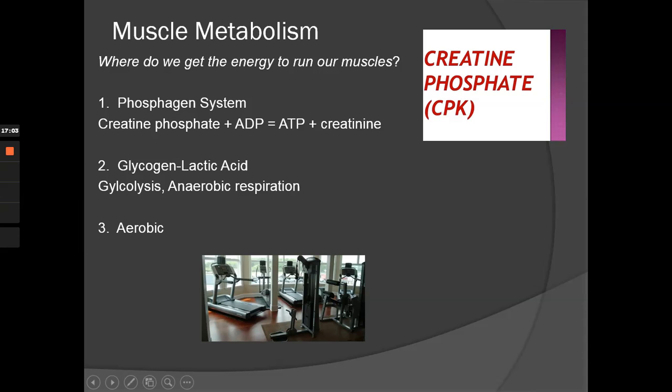All right, another place where we're getting energy to run our muscles is what we call the glycogen lactic acid pathway. Now you already know this. We've been through all of metabolism, cellular respiration before, and this includes glycolysis. One of the major things I know that you remember from glycolysis is that it's anaerobic. What does anaerobic mean? It means that it doesn't require oxygen. So glycolysis does not require oxygen. It can run in the presence of oxygen, of course, but it doesn't require oxygen.